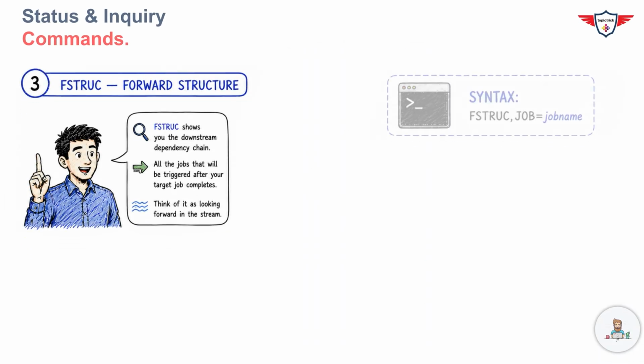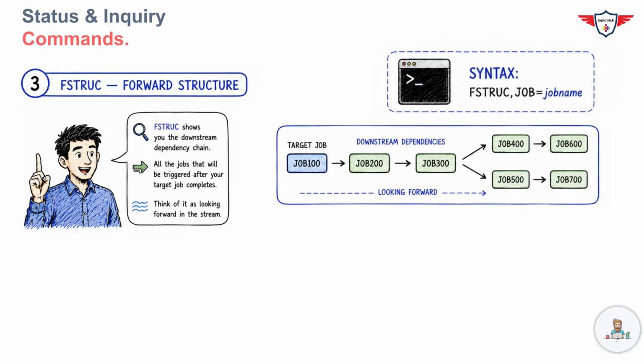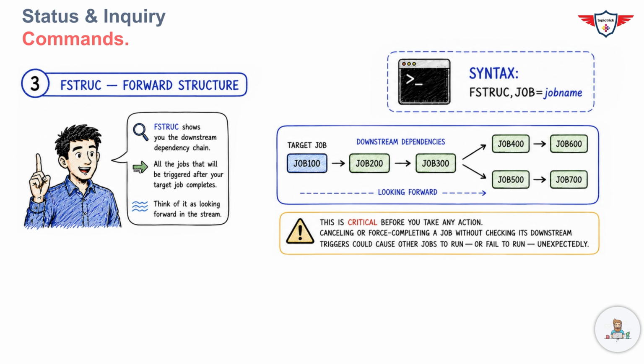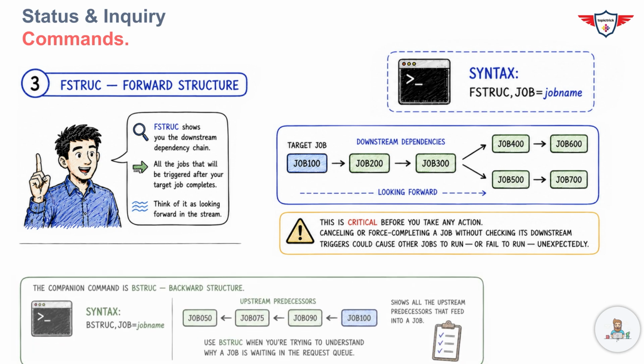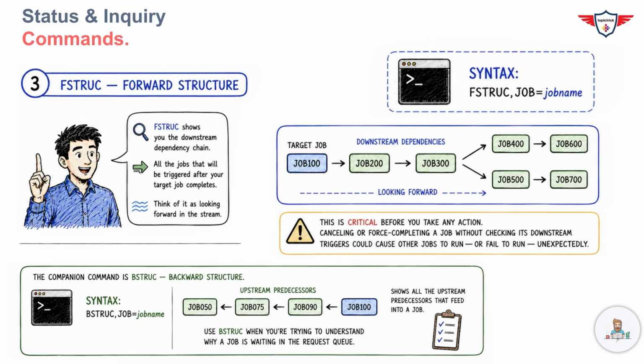Now the next command is FSTRUC, that is forward structure, and the syntax is pretty simple: FSTRUC,JOB=jobname. This command will show you the downstream dependency chain for all the jobs that will trigger after your target job completes. Think of it as looking forward in the stream. This is critical before you take any action. If you cancel or force complete a job without checking the downstream triggers, you could cause tens of other jobs to run or fail unexpectedly.